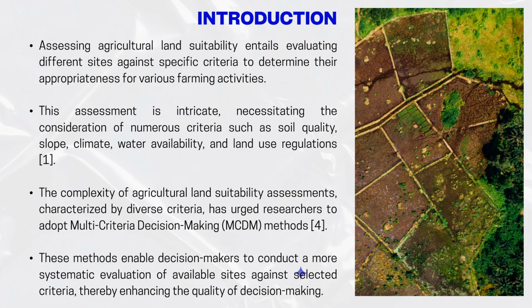So to begin with, we cannot deny the fact that assessing the suitability of agricultural land involves comparing various sites or locations based on specific criteria to determine how well these sites or locations support different farming activities. And this process undoubtedly is very complex since it requires the consideration of a long list of criteria or parameters such as the soil quality, slope, climate factor, water availability, and the land use regulations, etc.